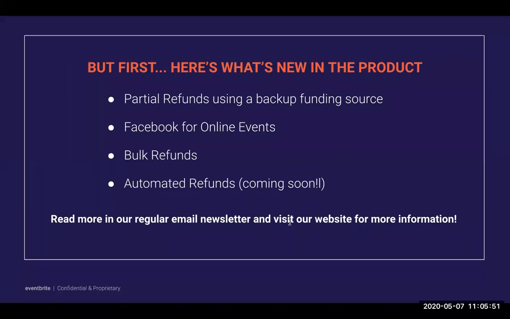We've made a number of useful improvements recently, so I just want to run through those really quickly. The first one here is partial refunds using backup funding sources. If you're not familiar with this, this is the ability to issue a refund using a debit or credit card. Previously, you only were able to do this when you were issuing full refunds, so that's all tickets on an order. But now we've released the ability to issue a partial refund. So maybe that's just one ticket on a multi-ticket order, or 30 out of $35 on a ticket. So that's a great improvement there.